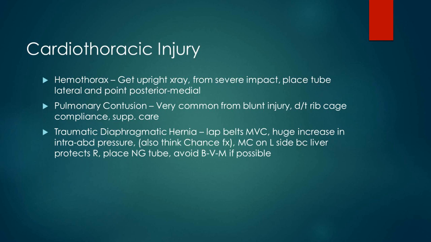And then traumatic diaphragmatic hernia: lap belts in an MVC cause a huge increase in intra-abdominal pressure. You might also consider thinking about Chance fractures, which are burst fractures of the spine with disruption of the posterior ligament. Diaphragmatic hernia is most common on the left side because the liver protects the right. You want to place an NG tube and avoid BVM if possible.